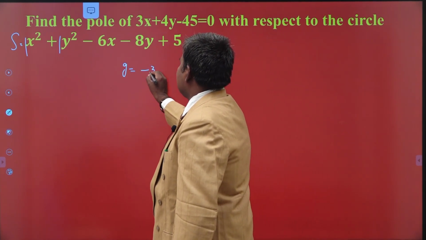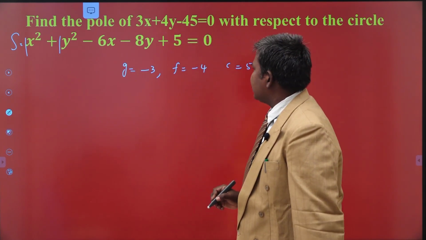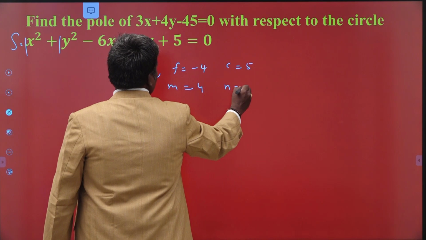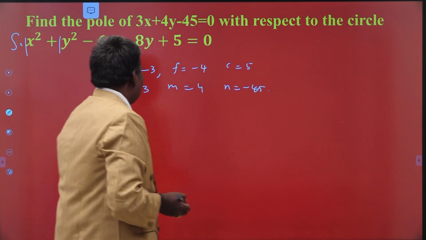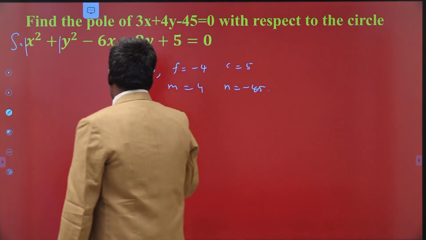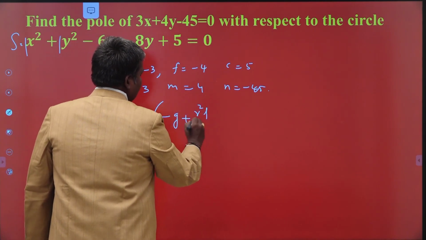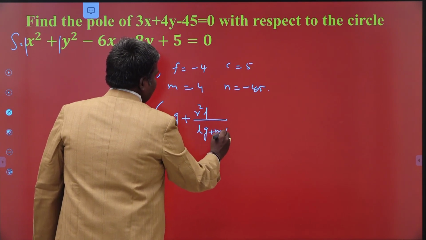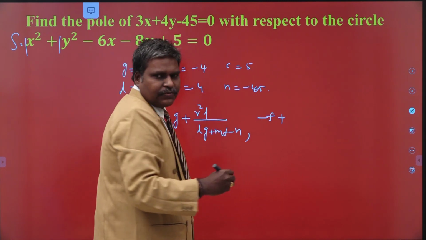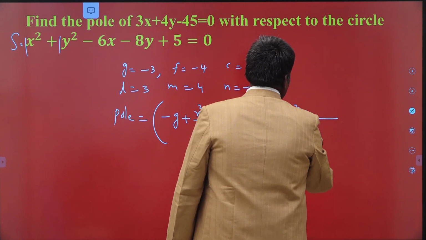What is g value? That is minus 3. What is f value? Minus 4. What is c value? 5. What is L? Coefficient of x. L is equal to 3, m is equal to 4, n is equal to minus 45. With the help of these things, you have to find out the pole of the line. Pole is obtained by the formula: pole is equal to minus g plus r square L by (Lg plus mf minus n), comma, minus f plus r square m by (Lg plus mf minus n).